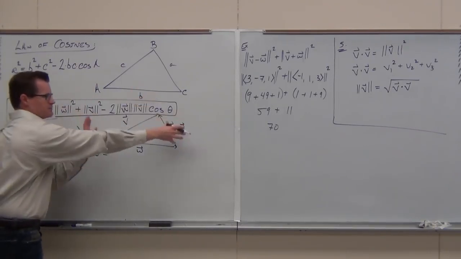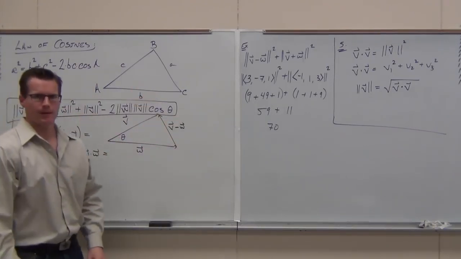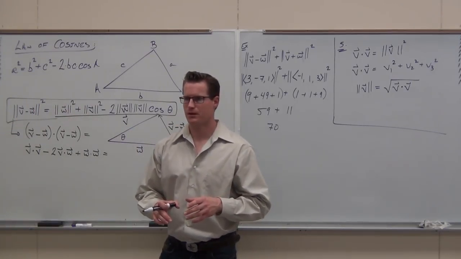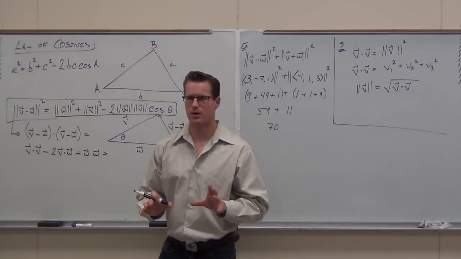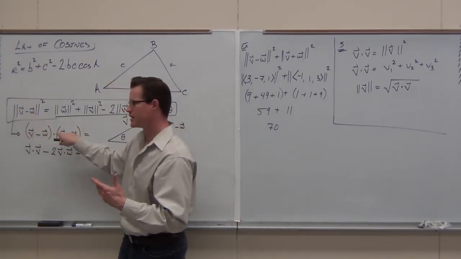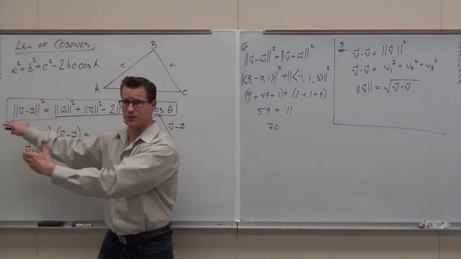Equals same bunch of junk. Guys, are you okay with that? I'm literally just distributing. Can you guys do that? Okay, here's the awesome part about it. You know how we did this, right? We said, hey, magnitude squared is a dot product of the same vector dotted with itself, correct?